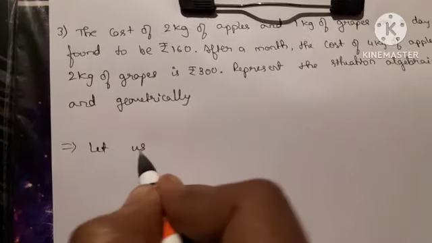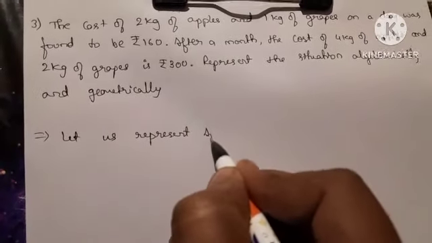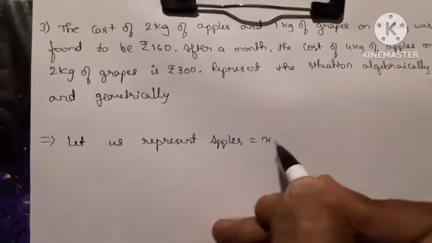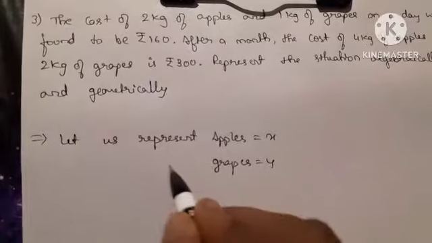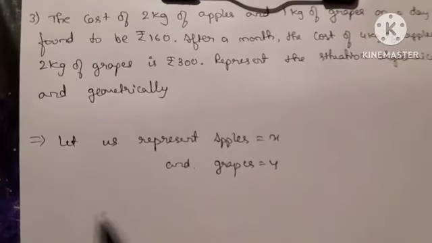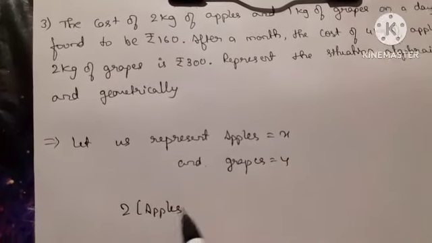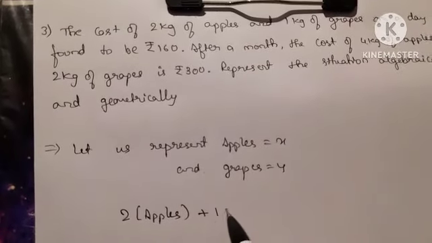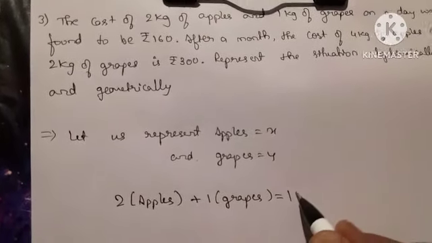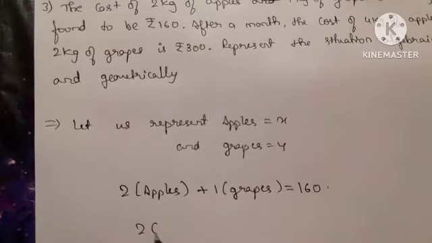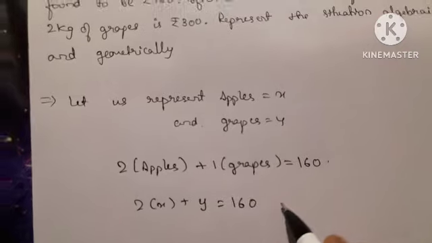Let us represent apples as x and grapes as y. So they said 2 kg of apples with 1 kg of grapes, the cost was 160 rupees. So 2 into x plus y equal to 160. This will be equation 1.